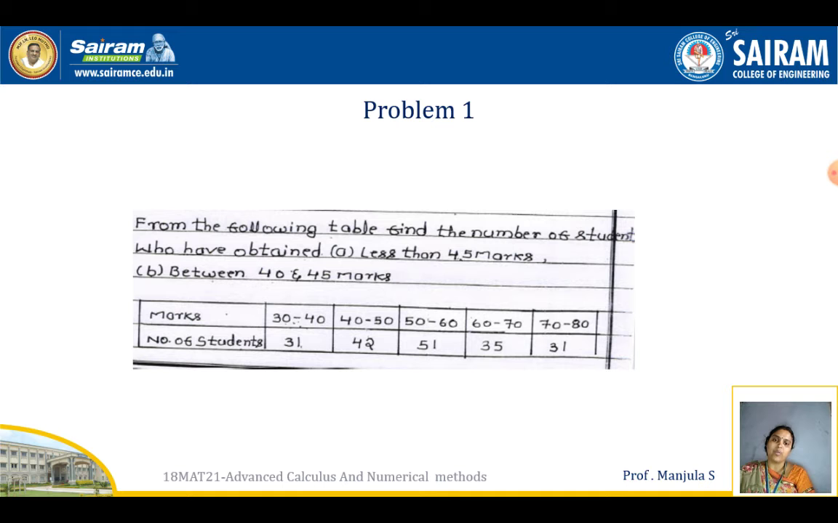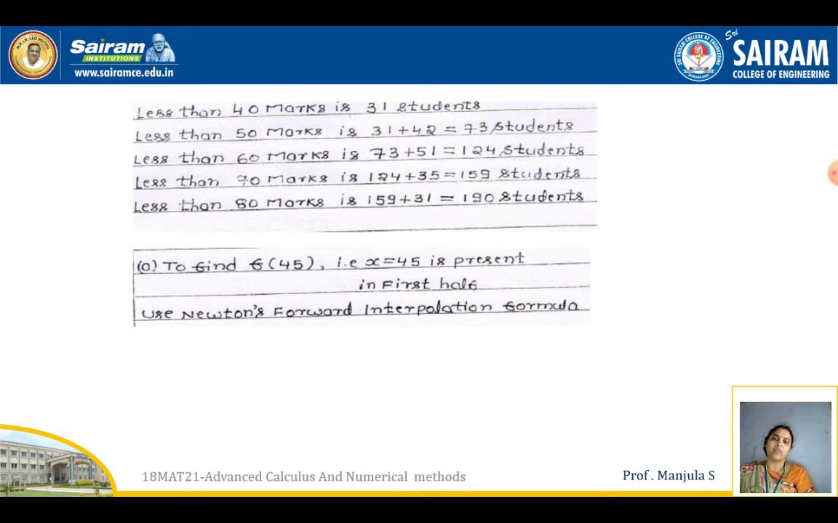Now with the help of that we have to find two things. One is less than 45 marks, which means how many students scored marks less than 45, and in the range 40 to 45 how many students got it. So that we have to find out. You just observe here: the x and y values are there, but the x value is not unique. They gave the range, so we have to rewrite the given data.